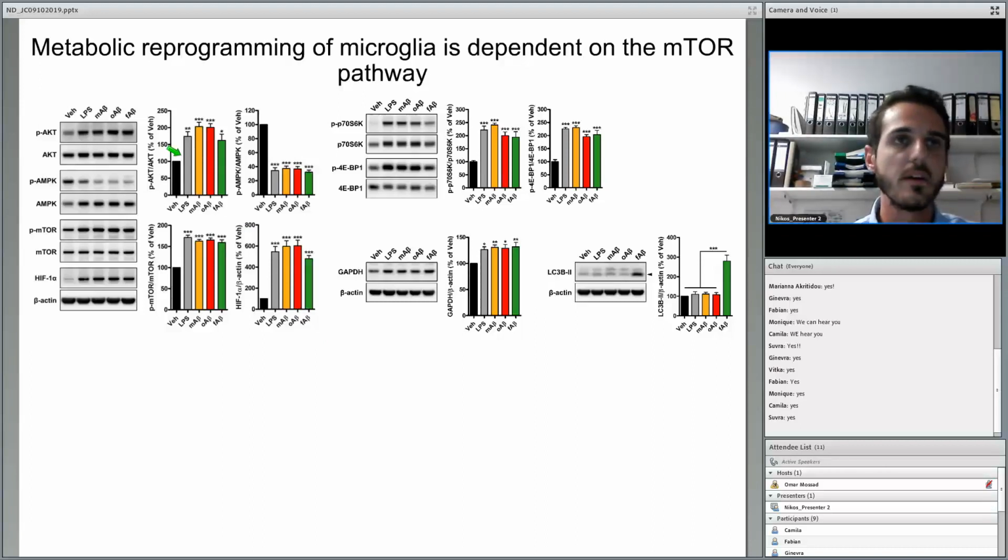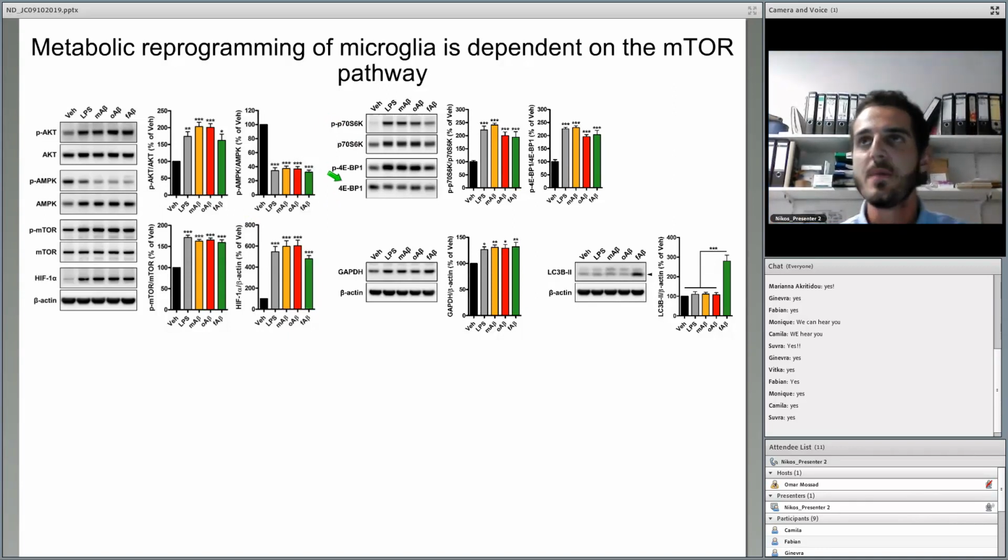AKT is a coupler of the extracellular signals that lead to differences in energy balance. Then it gets phosphorylated, and in turn phosphorylates mTOR, which senses the energy status of the cell. And mTOR, this phosphorylated mTOR, while activated, will in turn phosphorylate P70S6 and 4E-BP1.